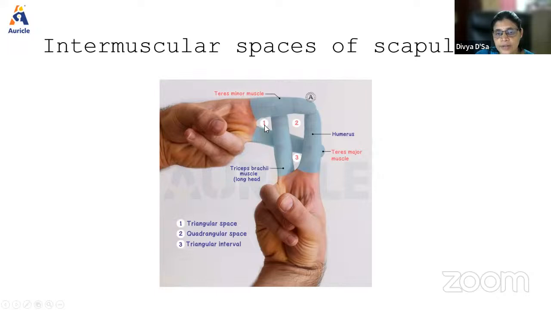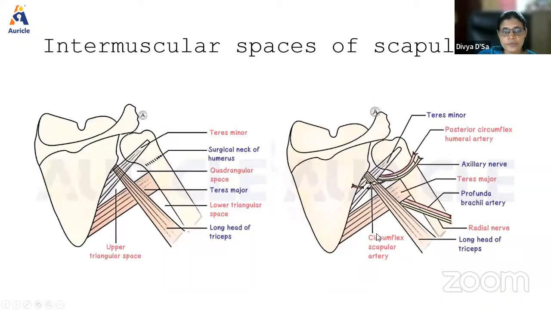So this is the upper triangular space, this is the quadrangular space, and this is the lower triangular space. This hand you can consider as the scapula. So teres minor, teres major, these are the spaces. Here this is the teres minor, this is the teres major, the long head of the triceps, and this is the shaft of the humerus.